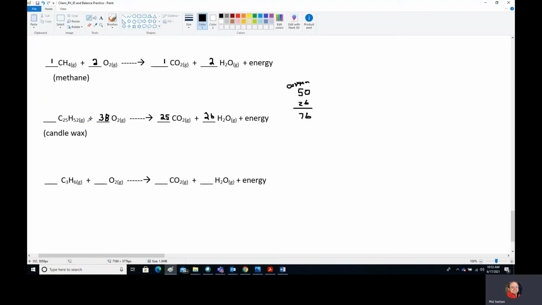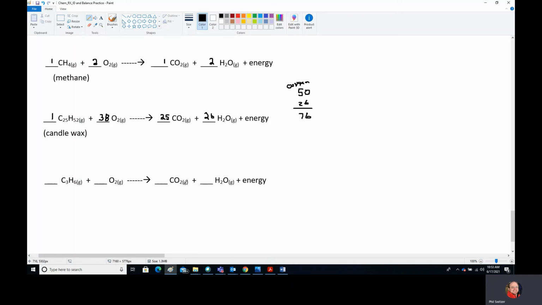And yes, it is. 1 mole candle wax, 38 moles of oxygen gas, going to give us 25 moles of CO2 and 26 moles of water as vapor plus energy. Hey, if we put a candle on fire, that's cool.